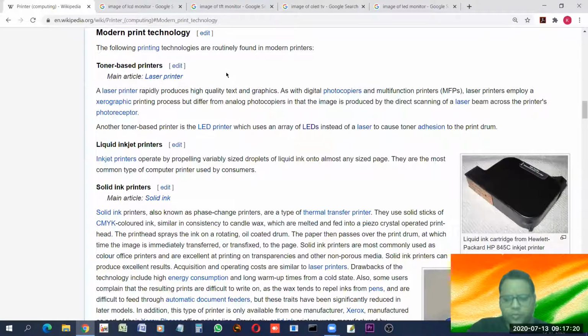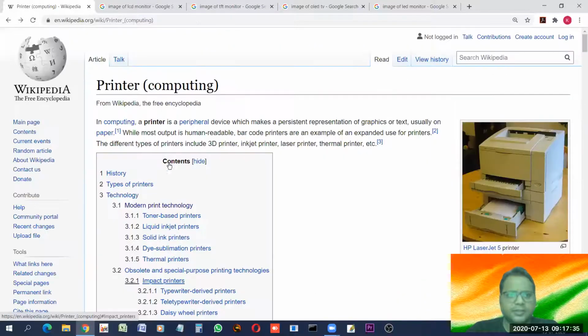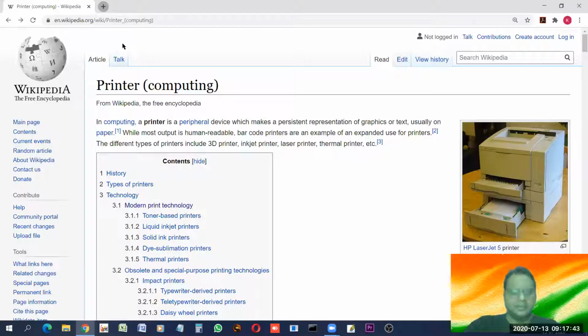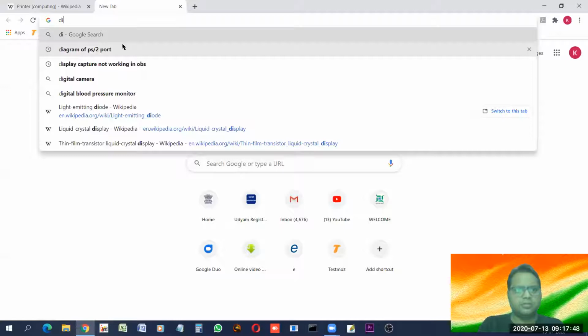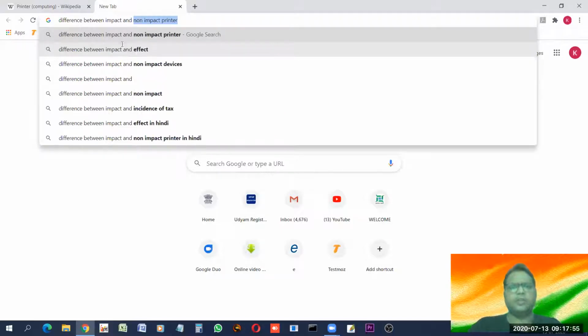And one more thing I'd like to tell you, there are basically two types of printers. One is impact printers, we may find it here, and another is non-impact printers. Let us see the differences first, because that is given in a book: impact printers and non-impact printers.